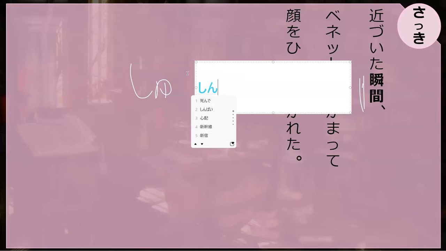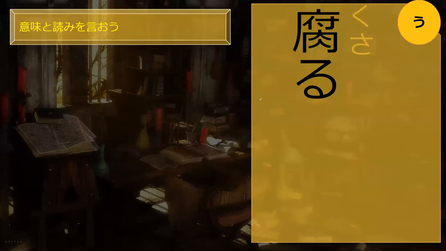Shunkan or junkan? Shun, it's Shun. Shunkan. I doubted myself for a second. I was like, is it shukan? It is shunkan.